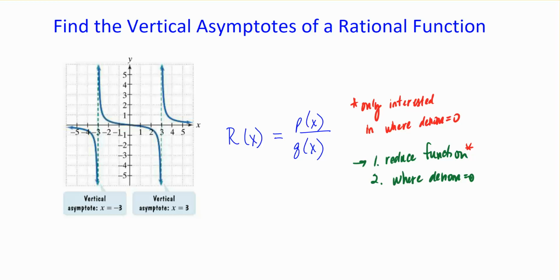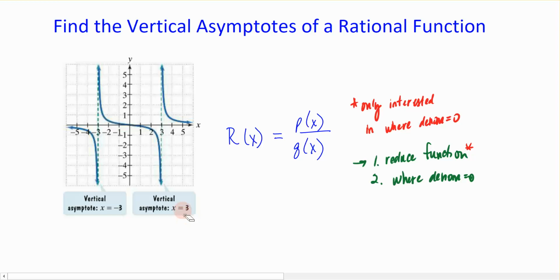Now we're going to specifically talk about those vertical asymptotes on my rational functions. Here I have a graph drawn. You can see that this is some sort of rational function here, and I have vertical asymptotes occurring at -3 and at +3. The asymptote is actually defined by the equation x equals some number, and it's always x equals because that's the equation for a vertical line.